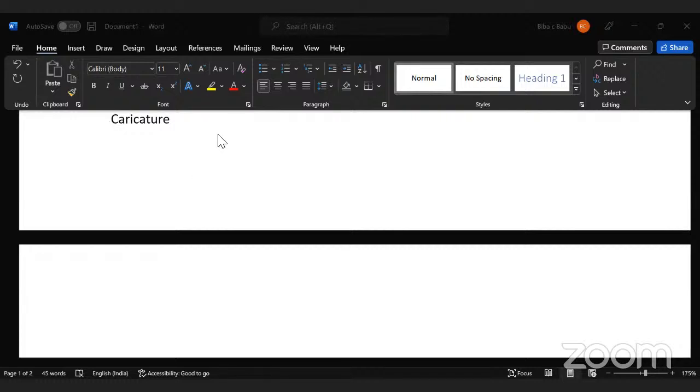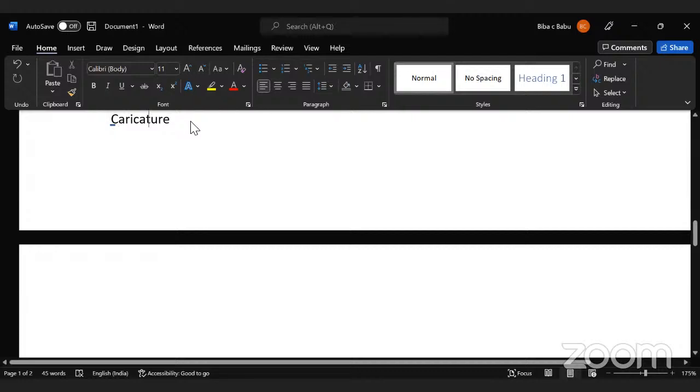So you might have seen the cartoons, the drawings. Is it just like a normal drawing? No, right? It is exaggerated. There will be a long nose, long hair, big eyes, big mouth. So there will be exaggerated elements. That is called caricature. Caricature itself means an exaggeration of certain features. Certain features will be exaggerated.